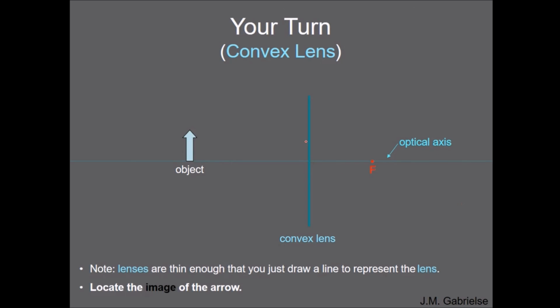Now let us take this example. We have an object. This is a convex lens. The location of the image of the arrow will be like this, right? This is our refracted ray from the focus, and this is directly from the center of the lens.